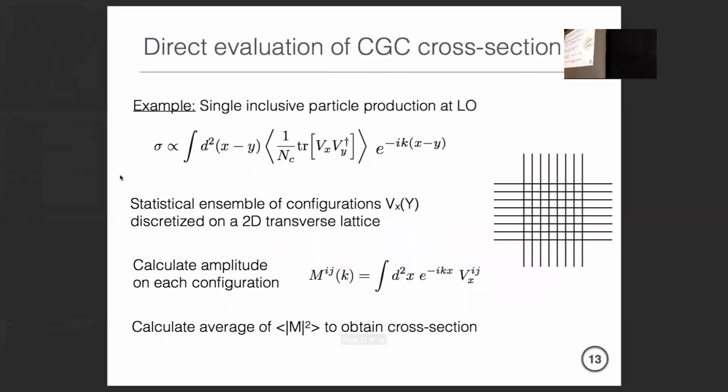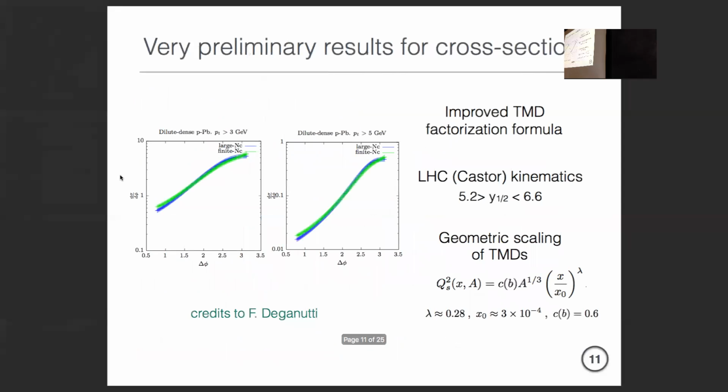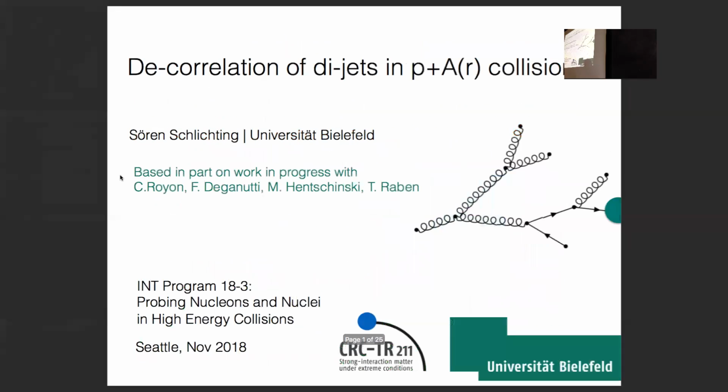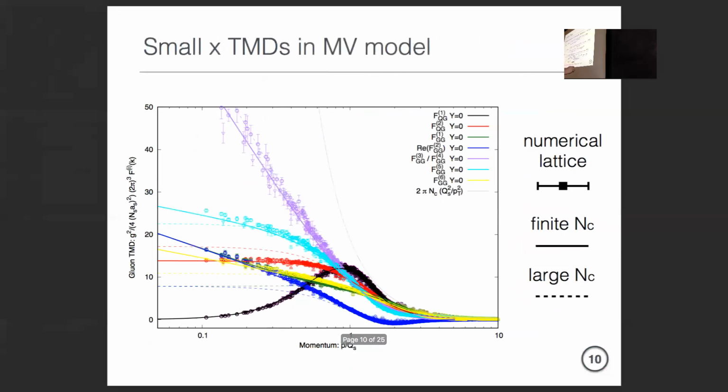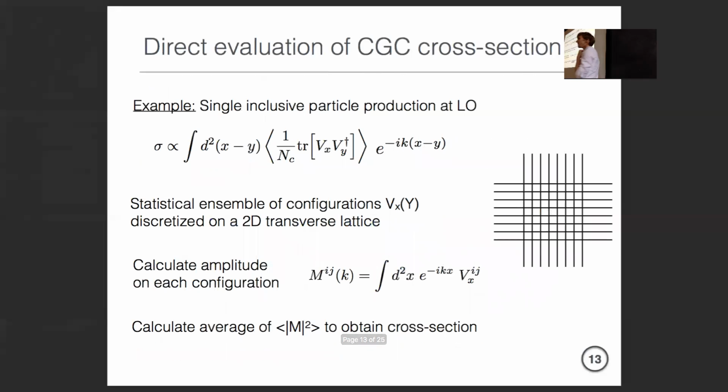Okay, so how are we going to do this? If you look back at this cross-section formula, it looks very complicated, lots of integrals. So let's first remind ourselves how this is done to compute single inclusive particle production. Then the cross-section is proportional to the Fourier transform of the dipole scattering amplitude.